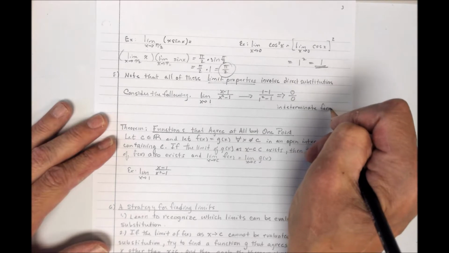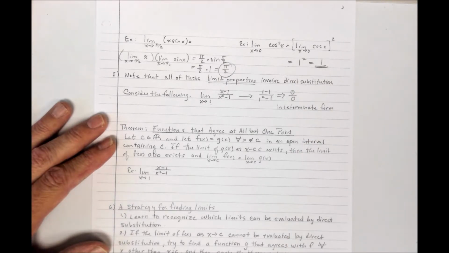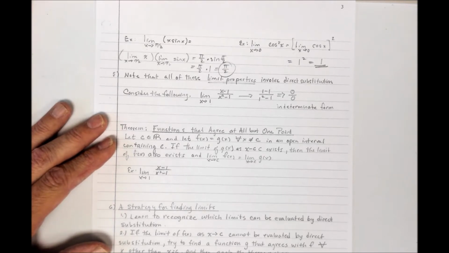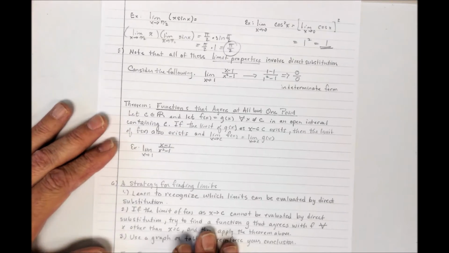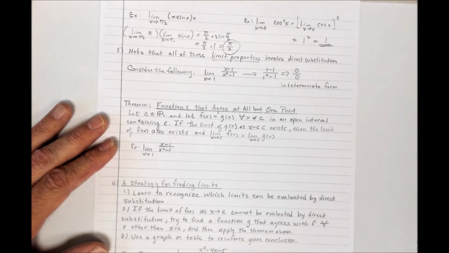Now, this doesn't mean it's undefined. It means we can't determine what it is. So in calculus, when you have 0 in the denominator, it's not always undefined. And you'll get a little bit more of that as we go through this and when we get to L'Hopital's rule. Theorem. Functions that agree at all but one point.